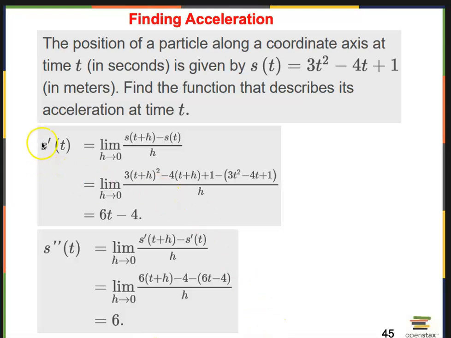Then we do the second derivative of the position function, which is acceleration, and we would get our acceleration, which would be 6. So the position function, the first derivative is your velocity, and the second derivative is acceleration.